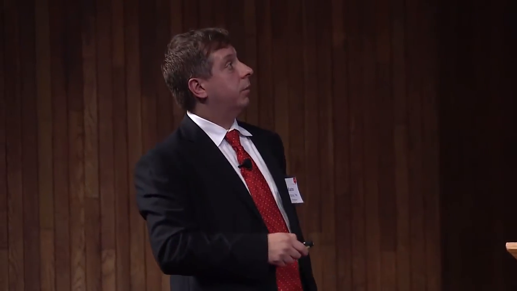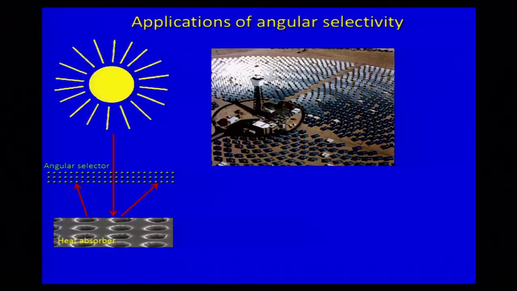It seems hard to deal with, but imagine that I did have an angularly selective material of this type. Then all light coming from the sun, which comes at one exact angle, would make it through.